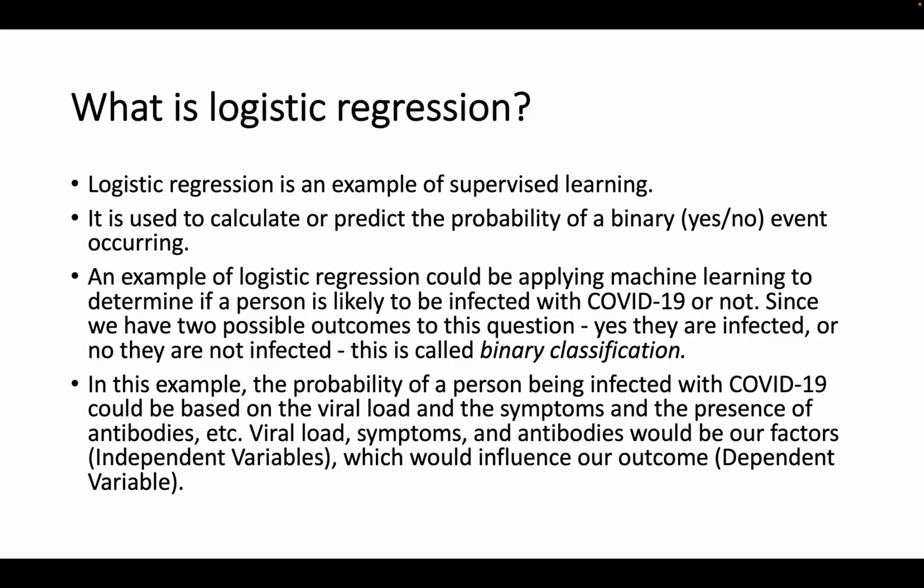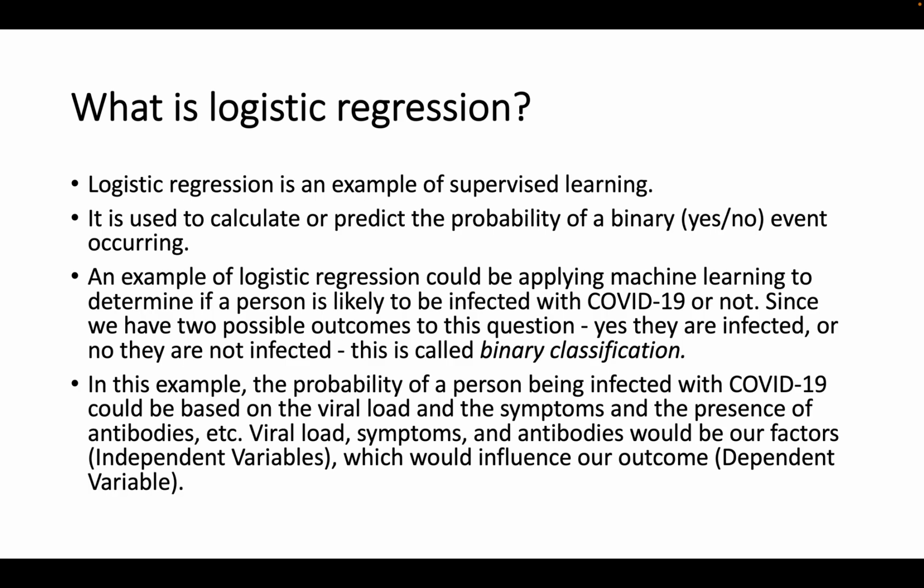An example of logistic regression could be applying machine learning to determine if a person is likely to be infected with COVID-19 or not. तो ये भी binary output आएगा, yes या no आएगा, 1 या 0 आएगा. Since we have two possible outcomes to this question, yes they are infected or no they are not infected, this is a binary classification. तो ये binary classifier हो गया. ठीक है, the output, that is the target or the dependent variable, जब हम naive bayes में किए थे, 1 या 0 है, yes या no है. ठीक है, बाइनरी है, दो ही है, दोनों में से कोई एक ही आ सकता है.